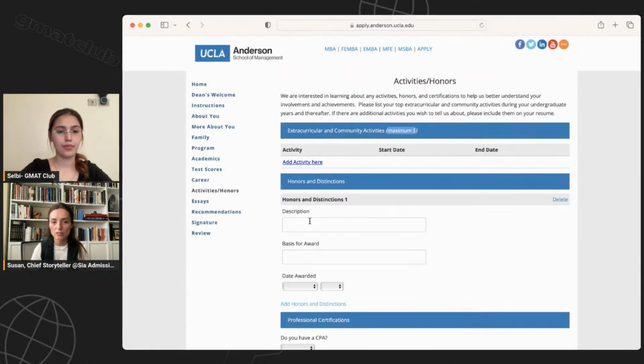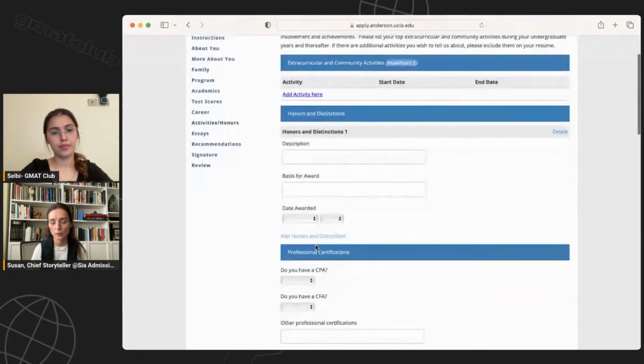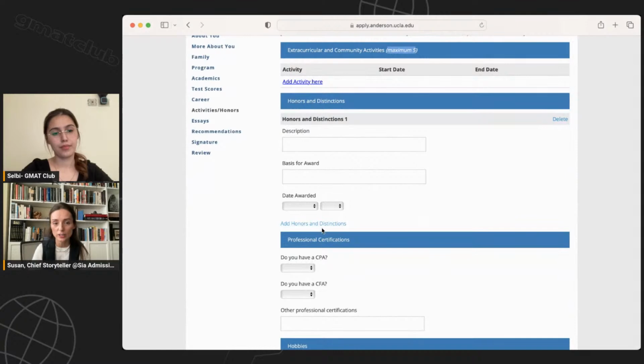Honors and distinctions, you would break this down and include that information in here. So what was the distinction, what was the basis, and when it was awarded, and you keep adding as many as you have.